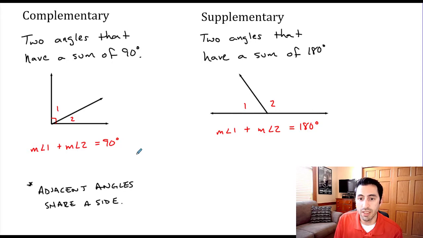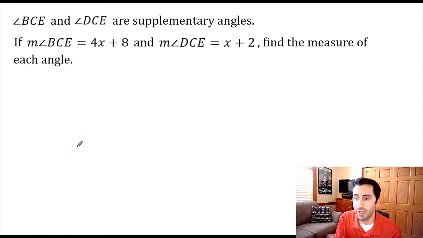Now, let's use these ideas in solving a couple problems. So for the first one, right away in this first sentence, I have a couple angles, angle BCE and angle DCE, and it's telling me that they're supplementary angles. Okay, so right away, I see that word. I know that these add up to 180. And then I'm given some information about what they're represented by. So the measure of angle BCE is represented by 4x plus 8, and the measure of angle DCE is represented by x plus 2. I always like to start with a diagram, so let's do that.